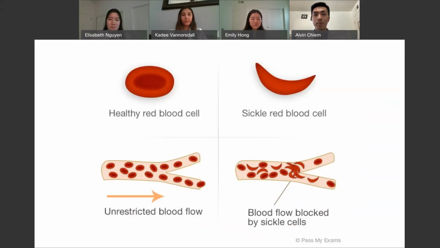So a normal healthy red blood cell is going to be round and flexible. That shape is perfect. It lets your blood move smoothly throughout your entire body, getting blood and oxygen to your brain and all of the other body parts. But in people with sickle cell disease, the red blood cell changes shape and it becomes bent in the shape of a sickle, which is not nearly as flexible. So these sickle cells can build up and actually block your blood from flowing, which can be dangerous if not taken care of.